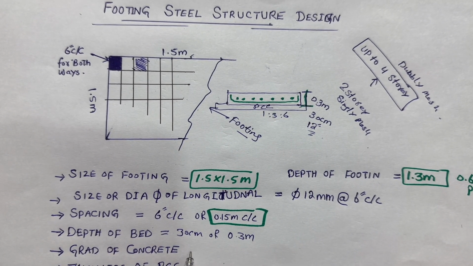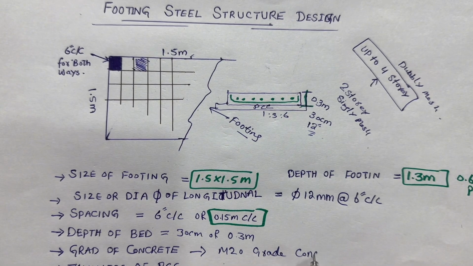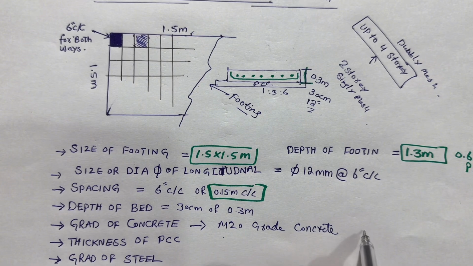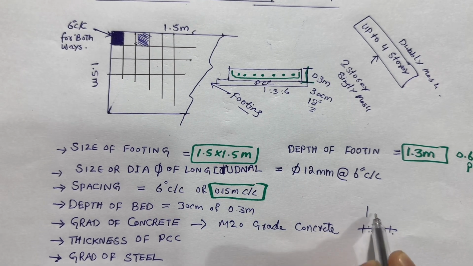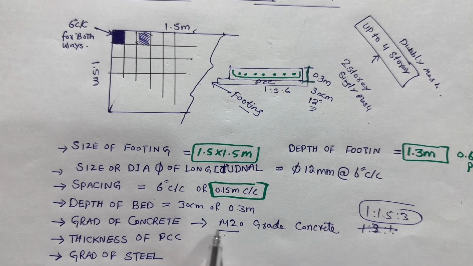Use M20 grade of concrete for a normal residential building up to 4-story. Which ratio is it? 1 ratio 1.5 ratio 3. So this is grade 20.